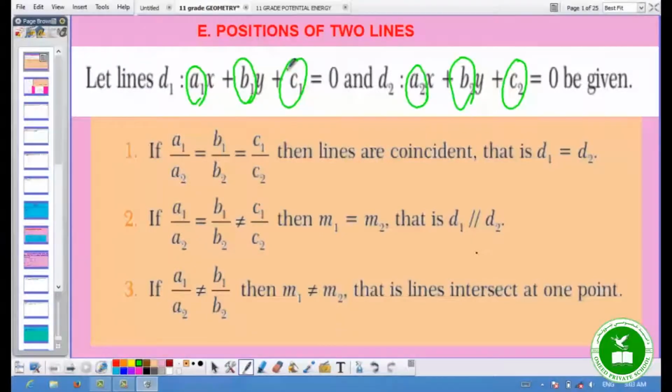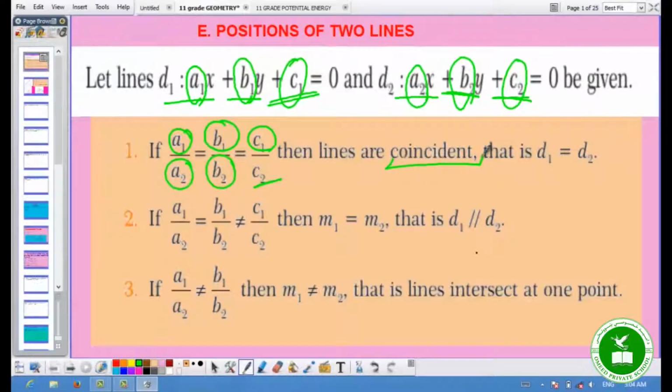First, we take the ratio of coefficients of x, I mean a1 divided by a2. It means the coefficient of x in the first equation divided by the coefficient of x in the second equation. If it is equal to the ratio of coefficients of y, b1 divided by b2, where b1 is the coefficient of y in the first equation and b2 is the coefficient of y in the second equation, and then they are equal to the ratio of constant values, c1 the constant in the first equation and c2 the constant in the second equation. If these ratios are equal to each other, it means these two lines are coincident with each other.